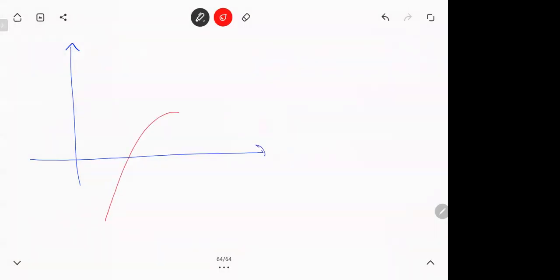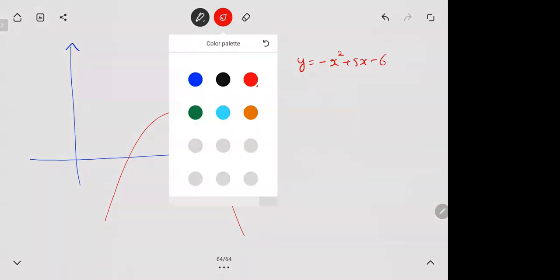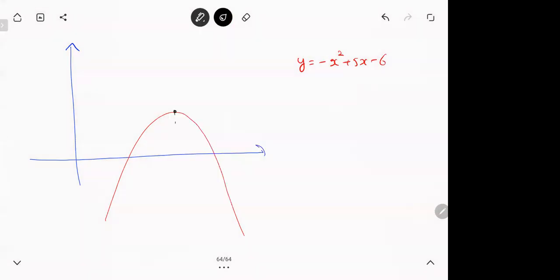This graph now, it looks like this. It's an inverted parabola. I drew it like that actually. So here, at this point when x is 5 by 2, you're getting a maximum. Y is 1 by 2. Maxima. If you see the roots also, this is 3 and this is 2.